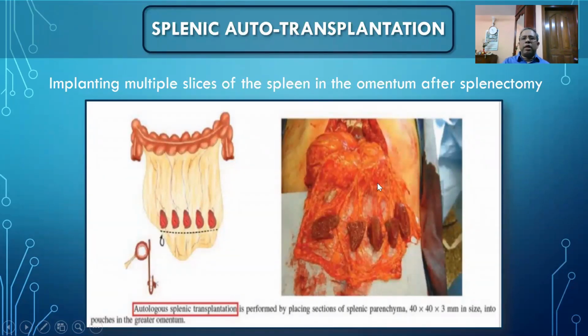The same body's spleen is cut into slices and put over the omentum, and transplantation is done. This is called autotransplantation. That means autologous splenic transplantation is performed by placing sections of splenic parenchyma, 40 into 40 into 3 millimeters in size, into a pouch in the greater omentum.